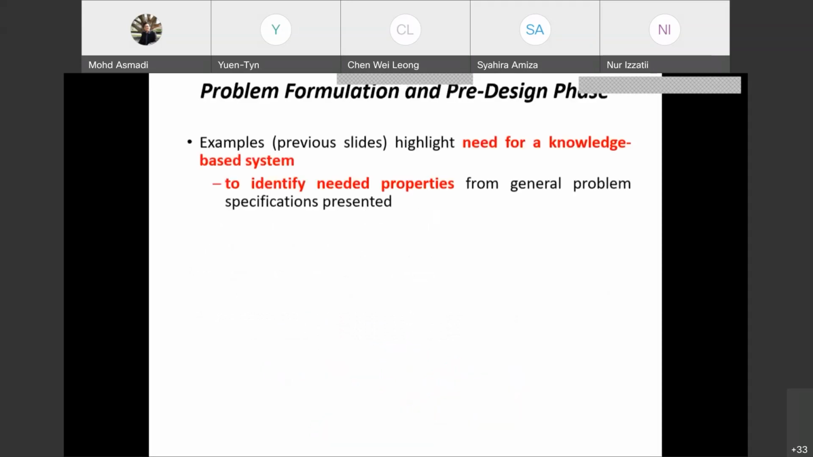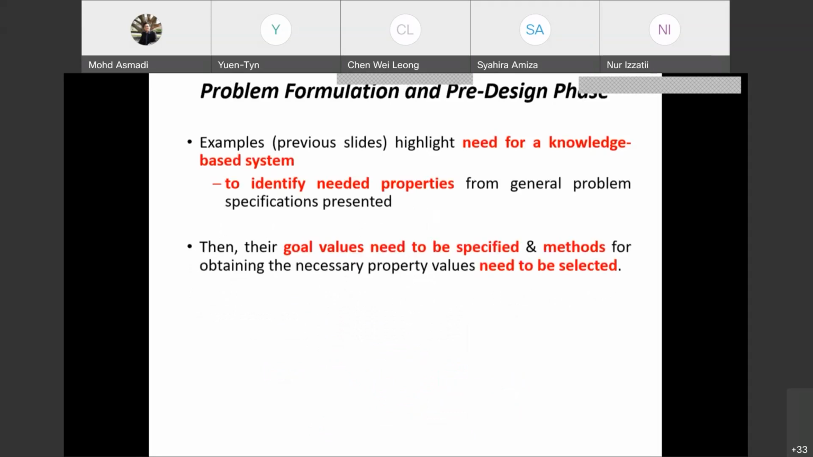Okay. So the previous examples from the previous slide highlighted the need for the knowledge-based system that can identify the needed properties from general problems. Once the properties or the goals can be identified.